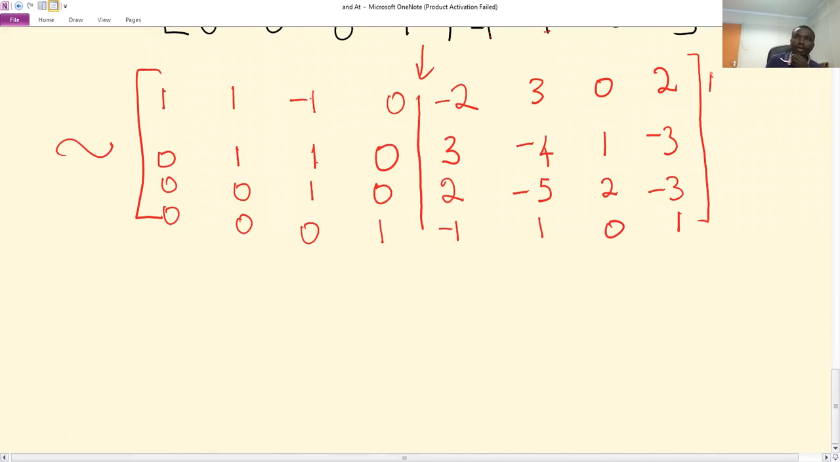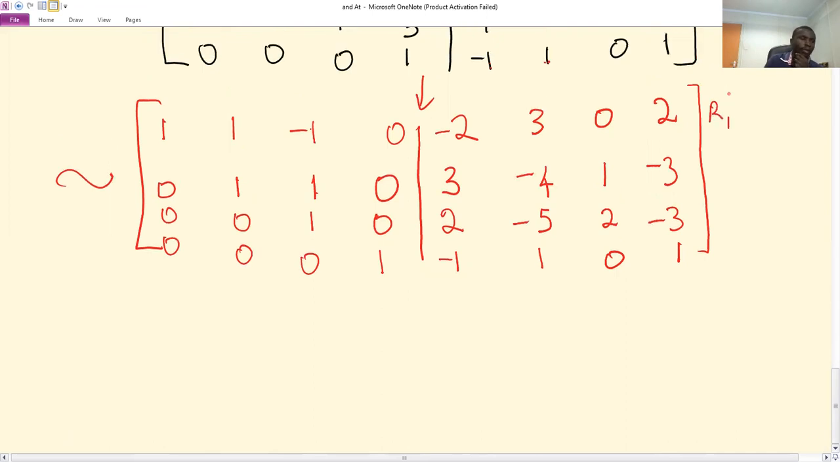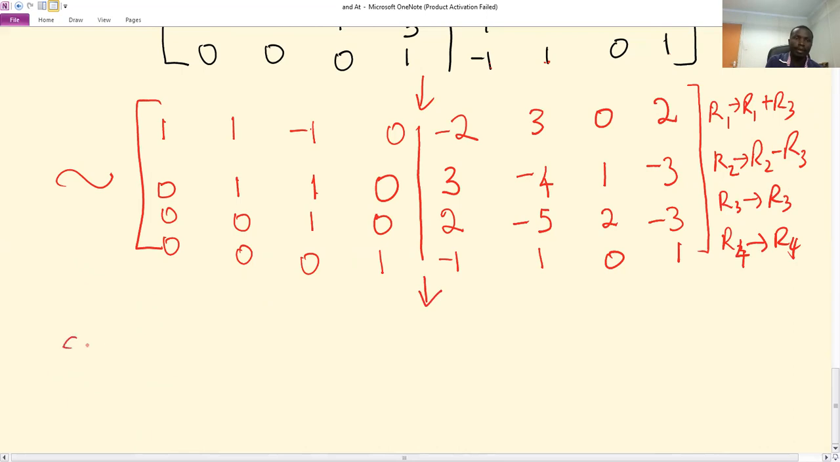So we'll say row 1 becomes row 1 plus row 3. Now we are using row 3 to correct that. Row 2 should be row 2 minus row 3. Row 3 is in the correct form, and row 4 is in the correct form, so it remains row 4. So that takes us to an equivalent matrix: 1, 1, minus 1, 0.